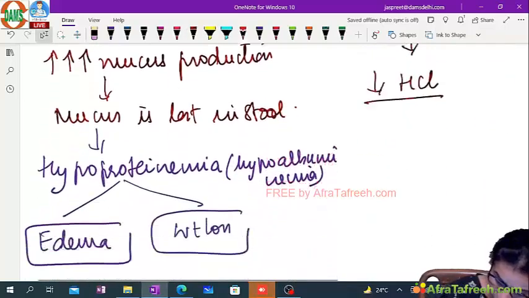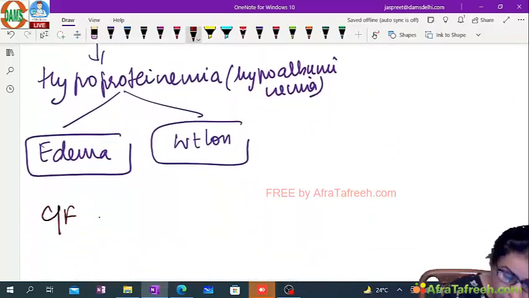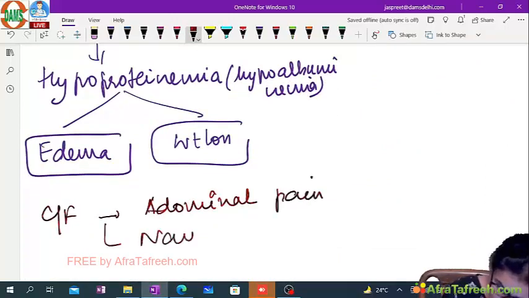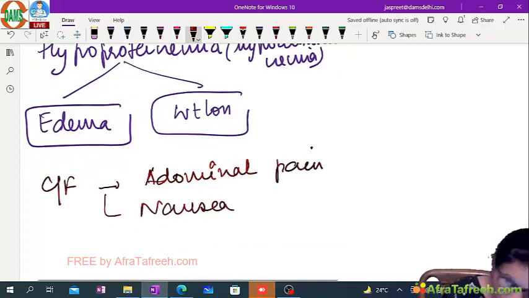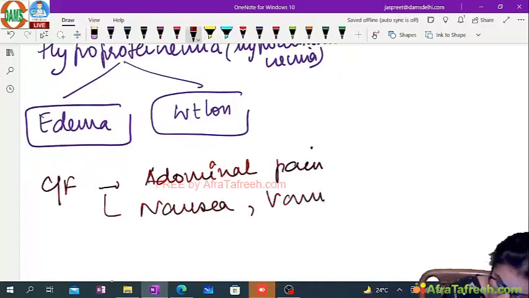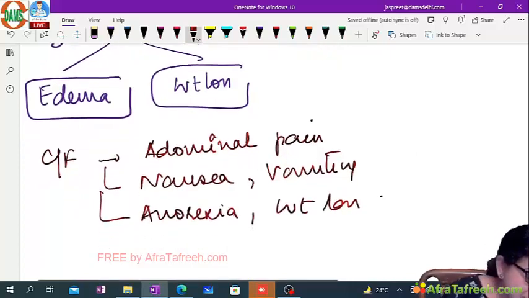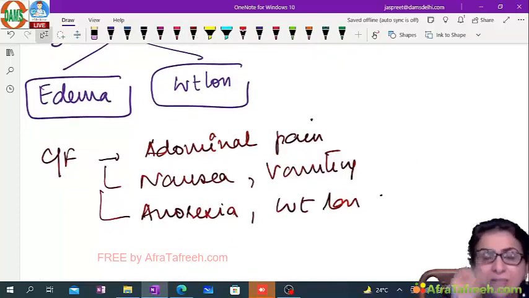Okay, clinical features. Now how does the patient present? Clinical features. Number 1, patient has abdominal pain. 2, nausea. They are producing lots and lots of mucus, nausea, vomiting. So nausea, vomiting, abdominal pain, anorexia, weight loss, and sometimes, you know, they can even develop blood in the stools.